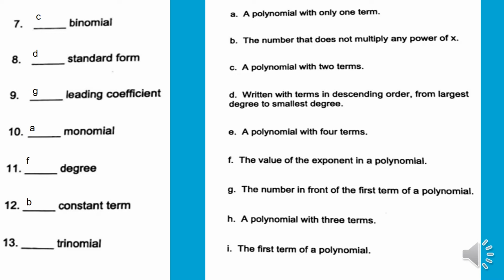And number 13, trinomial, that's a polynomial with 3 terms. So the only letter that was not used was letter E, a polynomial with 4 terms, and we called a polynomial with 4 terms just a polynomial.